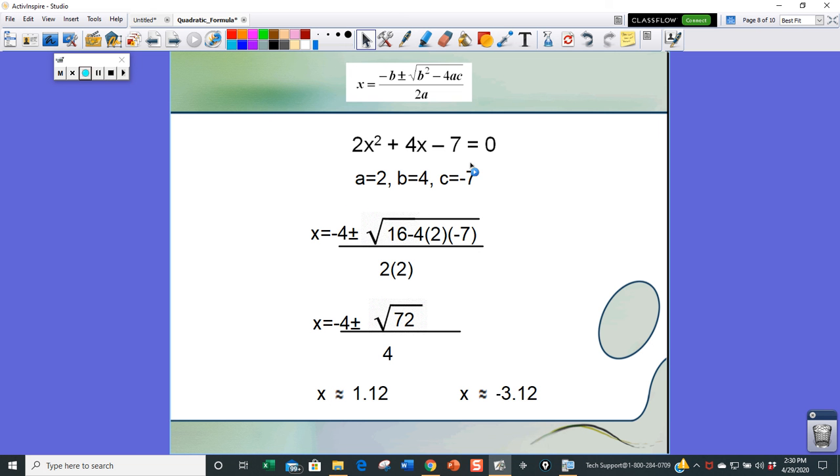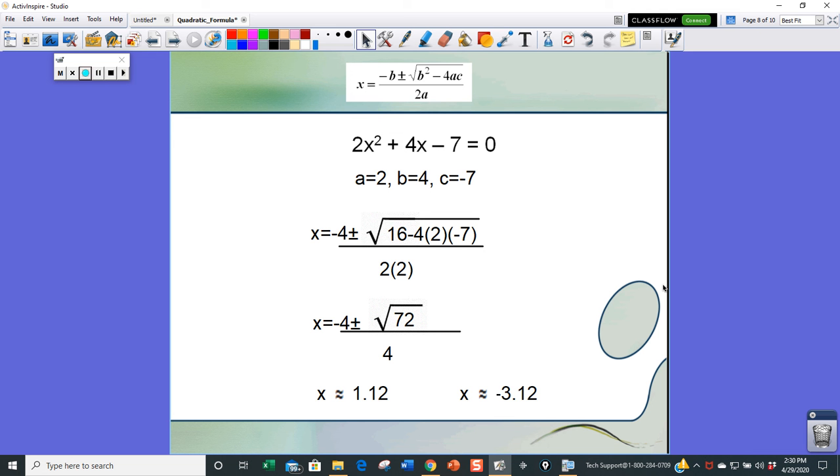A is 2, B is 4, C is -7. Okay, here's a good example. See, the 4 is positive in this one, so we have just one negative up here, which makes this a -4. Plus or minus 4 squared is 16, minus 4 from the formula. A is 2, C is -7, divided by 2 times A is 2. Chug the inside, you get 72, so we've got -4 plus the square root of 72, enter, divided by 4. And you'll notice my answer is irrational, so I have to round off to 2 decimal places. -4 minus the square root of 72, enter, divided by 4, -3.12.